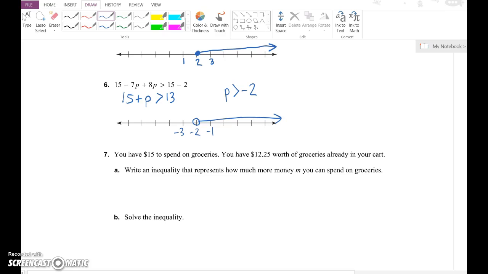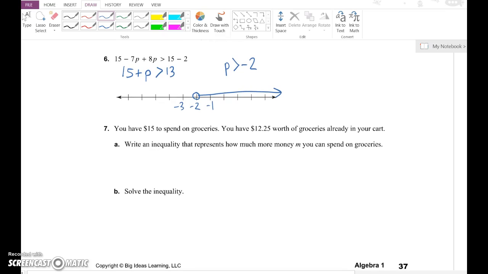Alright, then the last one, word problems. You have $15 to spend on groceries. You have $12.25 worth of groceries already in your cart. Write an inequality that represents how much more money, M, you can spend on groceries. So you can spend M more dollars. If you add that to the $12.25 you already have in your cart, that can only be 15. So it can be equal to 15.